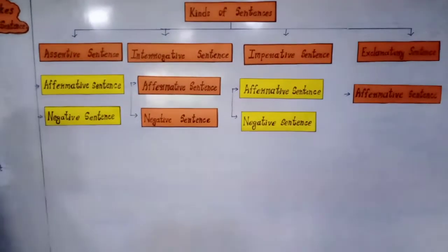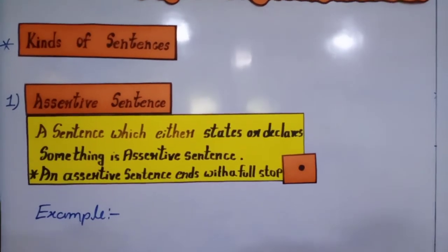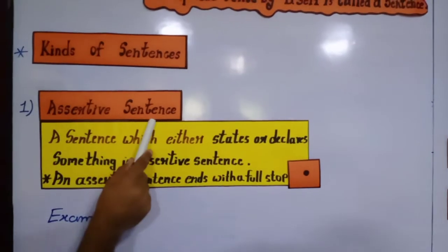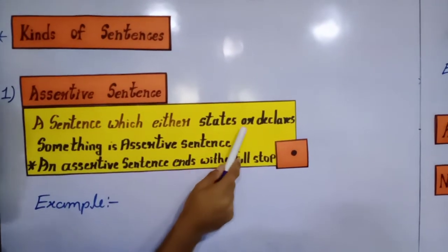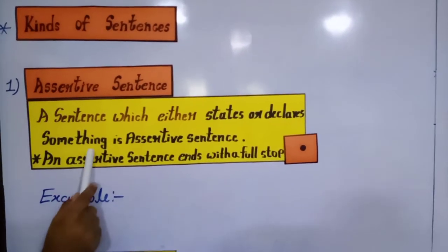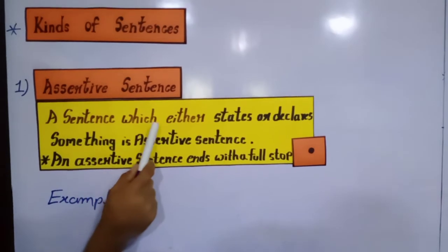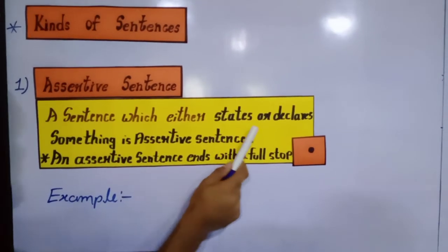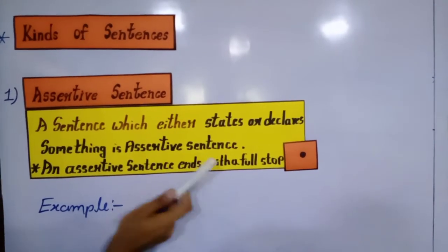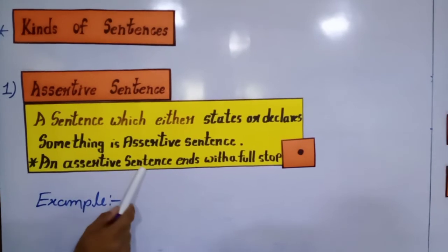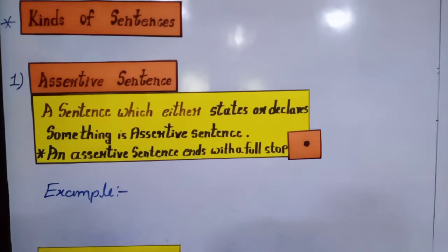Let's learn in detail about these kinds of sentences. So the first one is assertive sentence. A sentence which either states or declares something is an assertive sentence. Once again, a sentence which either states or declares something is an assertive sentence. And an assertive sentence ends with a full stop. At the end of the sentence we always have a full stop.